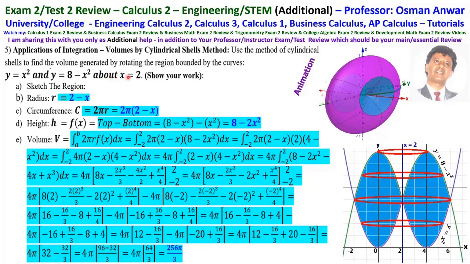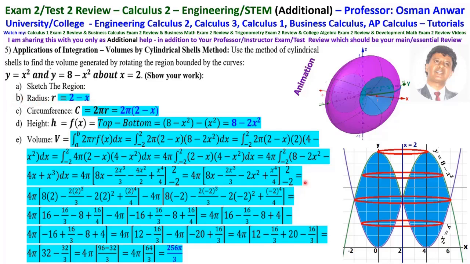And we're going to rotate this about the x equals 2 axis. And we're going to use the cylindrical shell method here. That means we need the region. So part A is to sketch the region. This is the region, that's the sketch. So the radius, we're going to need the radius.